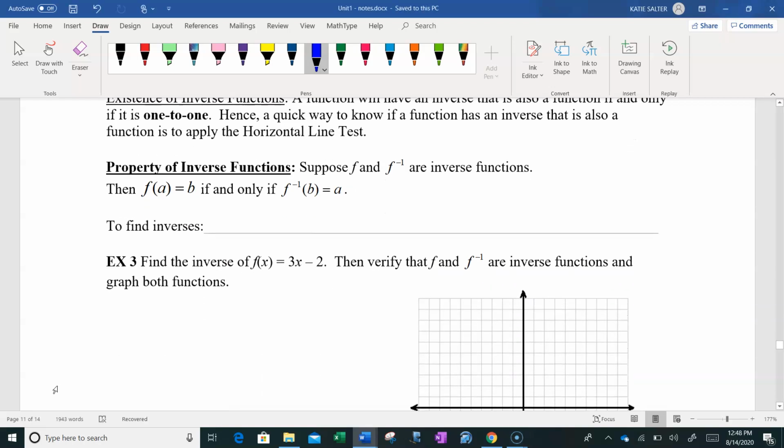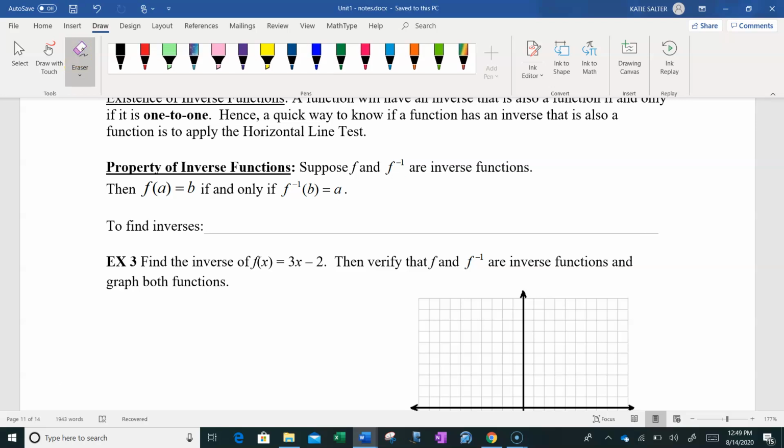All right, so, property of inverse functions. Suppose f and the inverse of f are inverse functions. We've got some new notation here. When you see this f raised to the negative 1, that little negative 1 symbol actually stands for inverse. Anytime you see that in the exponent position on functional notation, it means the inverse of. So instead of saying f to the negative 1, you're going to say the inverse of f. That's how we read it. It's just a notational thing.